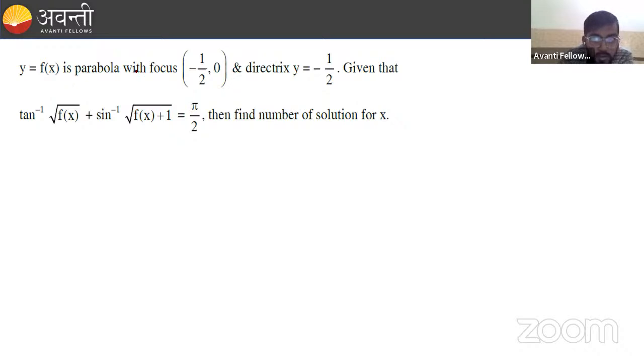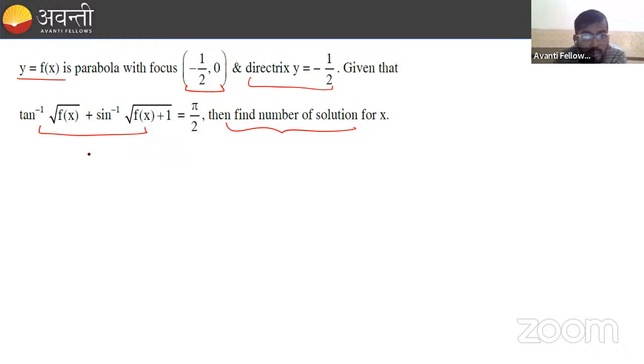So in this question we are given f of x is a parabola with focus minus half comma 0 and directrix y equals minus half. We have to find the number of solutions for this particular thing. So first we will find f of x. After finding f of x, we will use it in this particular thing and then check whatever solutions are coming up.